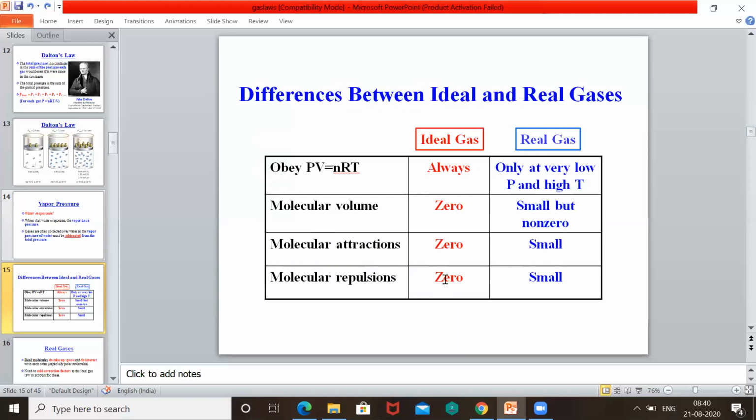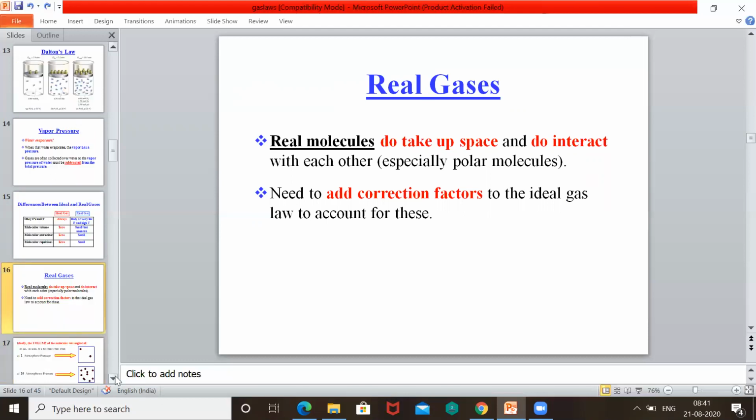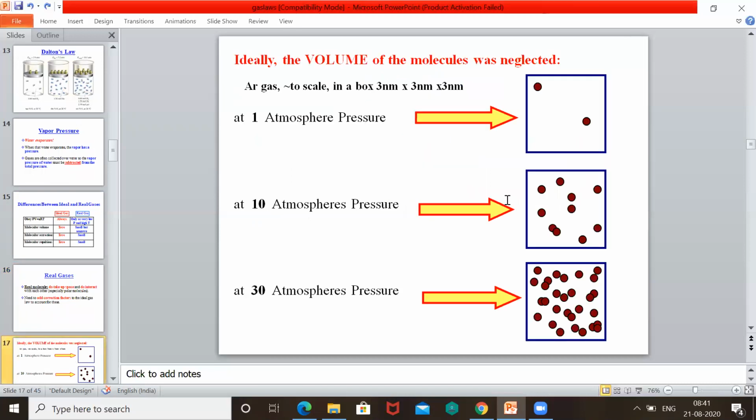Molecular repulsion for ideal gas is zero, but there is some repulsion between the molecules of a gas, and hence they are called real gases. Real molecules do take up space and do interact with each other. So we need to add correction factors to the ideal gas equation. So the ideal gas equation has been corrected based on the kinetic theory of gases.